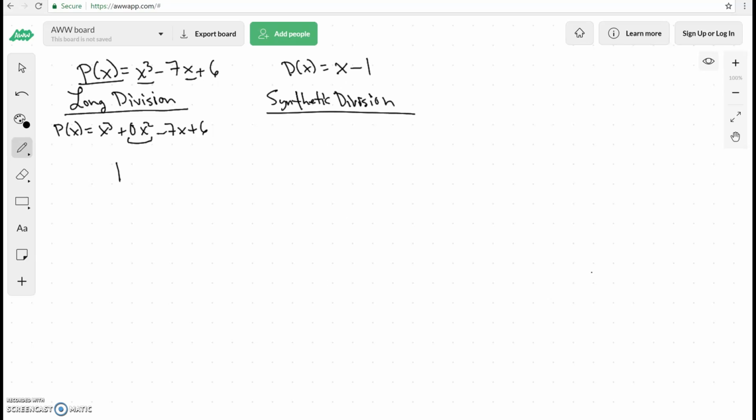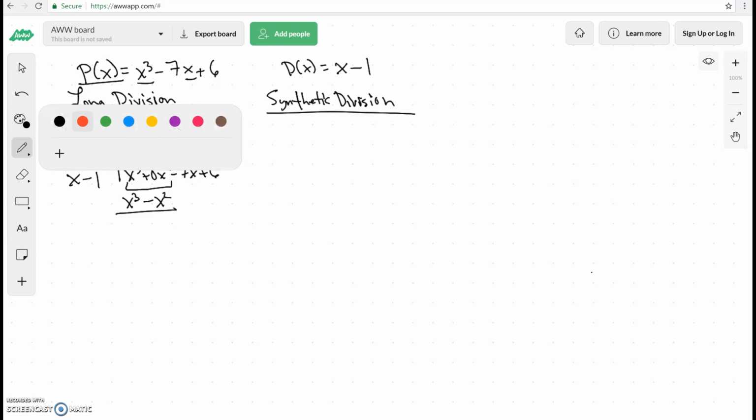So I'm going to do both ways, long division and then synthetic. So I'm going to have x cubed plus 0x squared minus 7x plus 6. And then I'm going to divide this into x minus 1. All right, so same thing as before. I have x cubed plus 0x squared. I want to get rid of this x cubed, so I'm going to multiply this x by x squared. I'm going to place it right above the x squared. So x times x squared gives me x cubed. x squared times negative 1 gives me negative x squared.